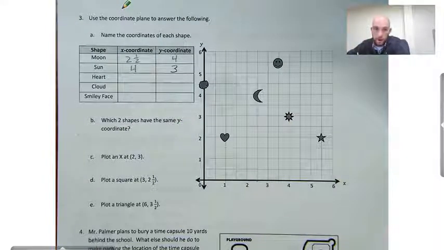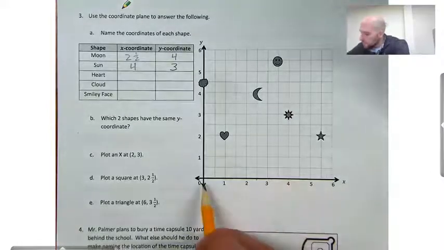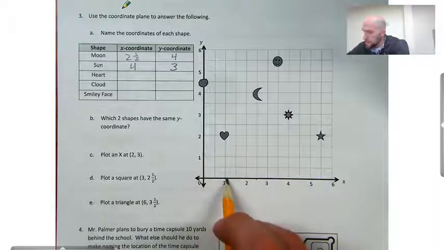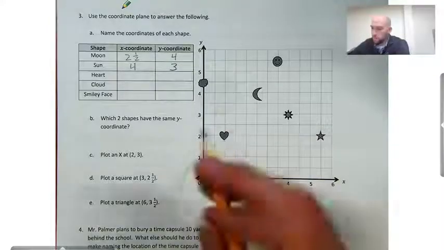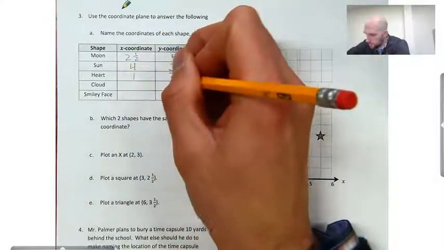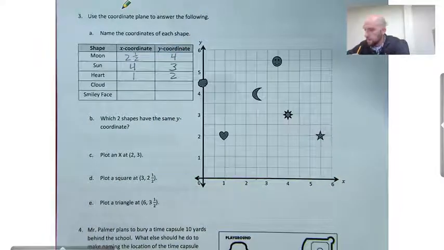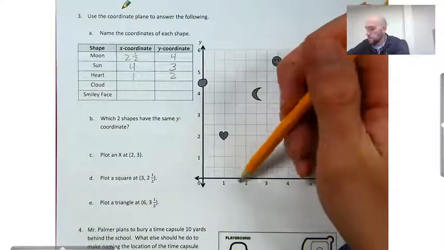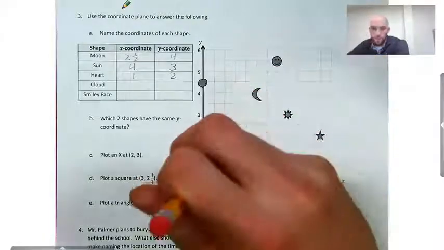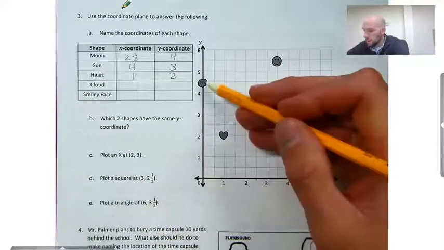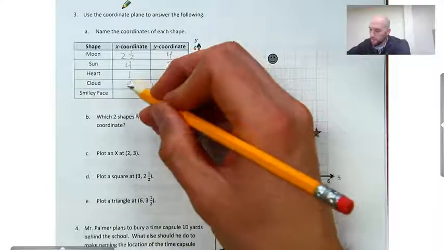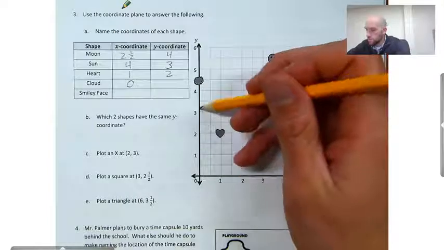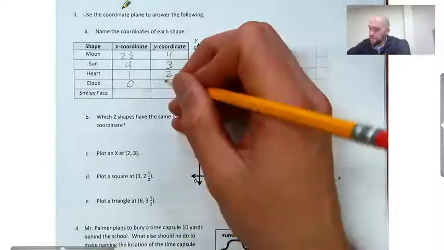Next is asking us where the heart is located here. So we have to go over 1 and up 2. So our x-coordinate is 1 and our y-coordinate is 2. Now our cloud is a little bit different here. So on our x-axis, we're not going to count how many we have to go over because we don't have to move over on our x-axis at all. It's at 0 on the x-axis. So our x-coordinate is going to be 0. Our y-coordinate is 1, 2, 3, 4, 4.5.